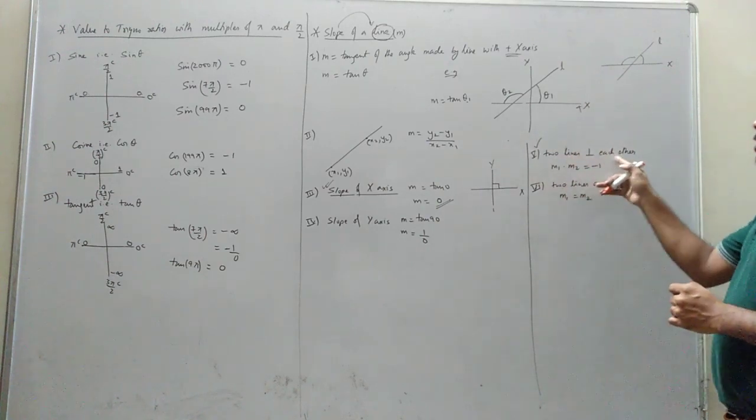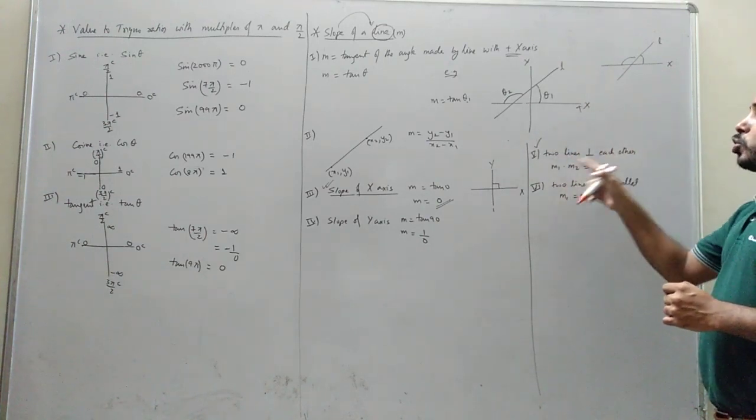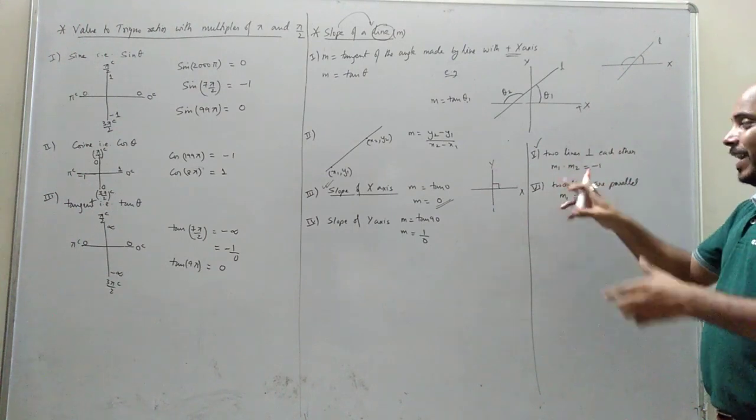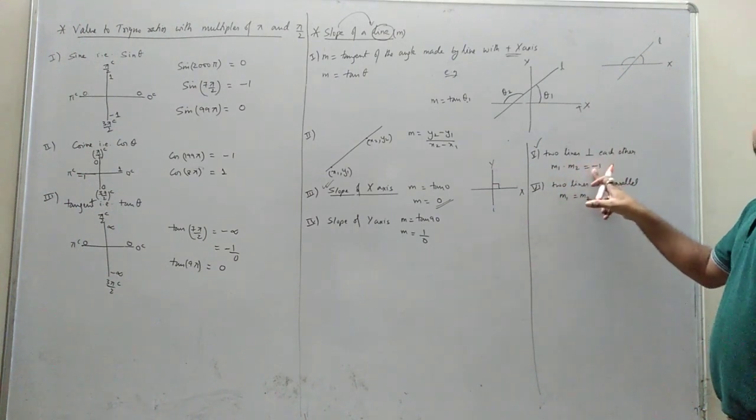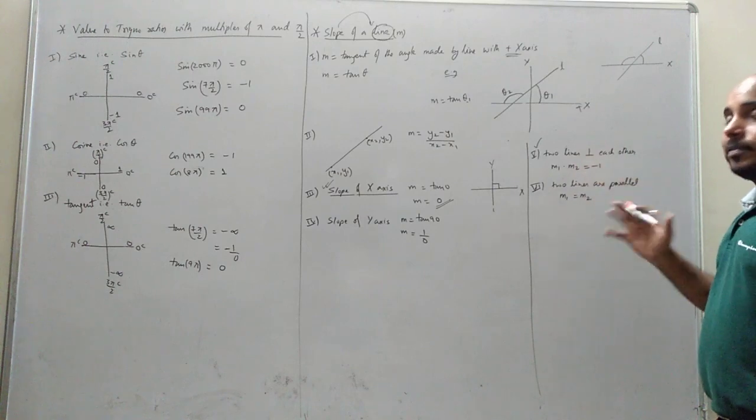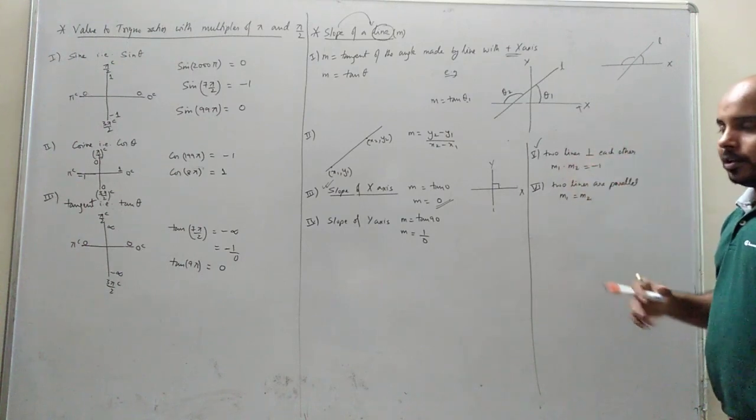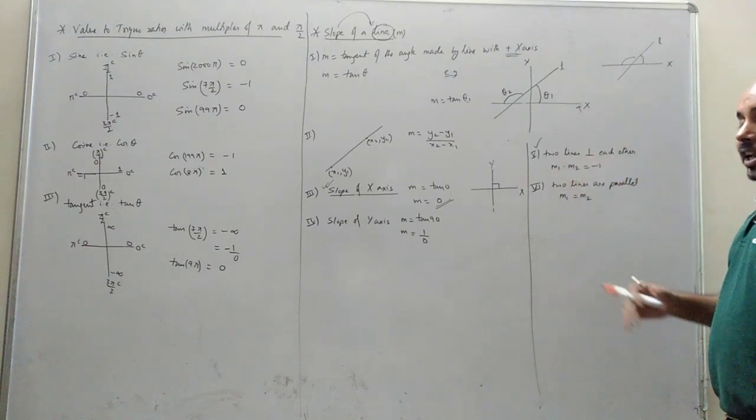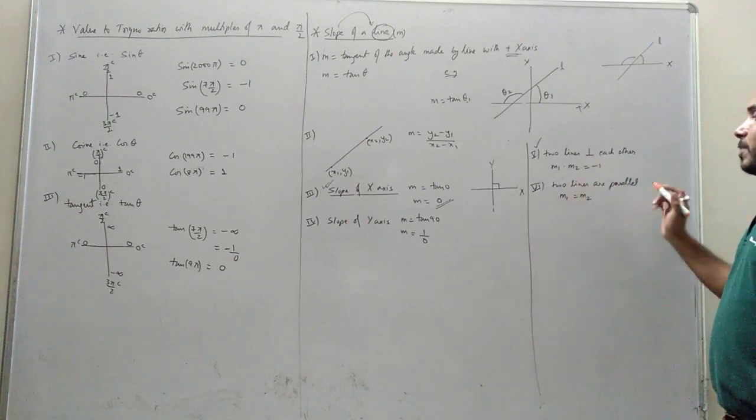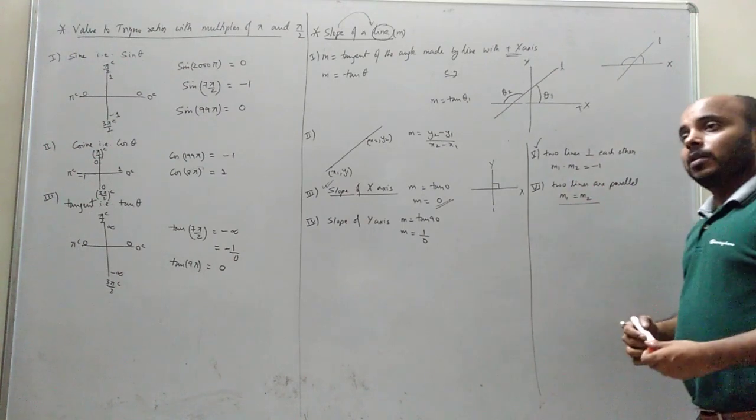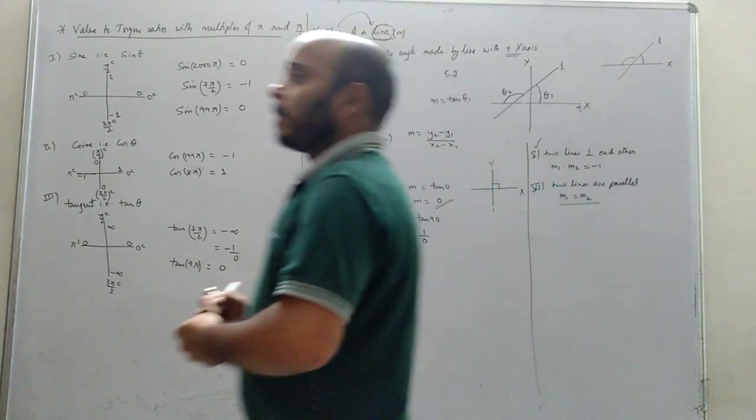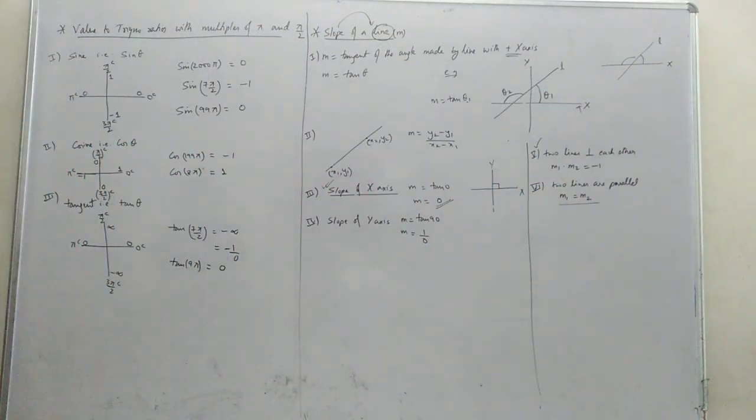Okay, next, fifth point. If two lines are perpendicular to each other, then what will happen? If you multiply the slopes of those lines, m1 into m2, it is minus 1. Okay, these things will be used again. What is m1? Slope of line 1. What is m2? Slope of line 2. Okay, they multiply to minus 1. If two lines are parallel, then the slopes are equal. Is it okay, class? Okay, now we will start differentiation.